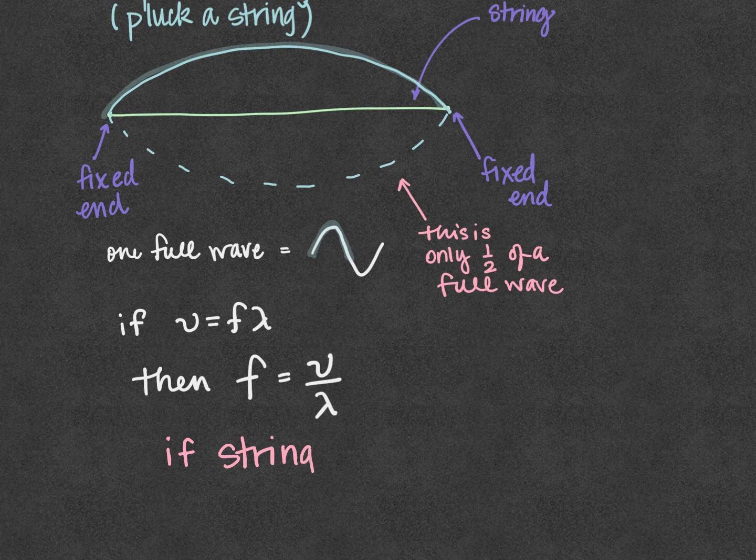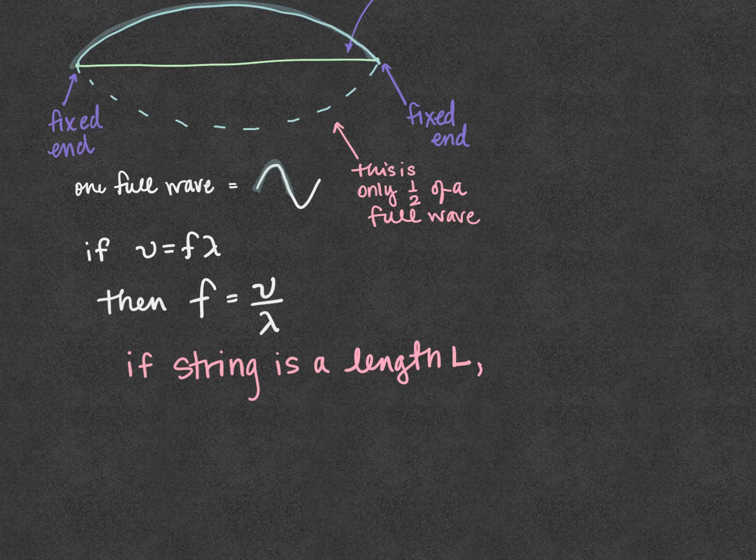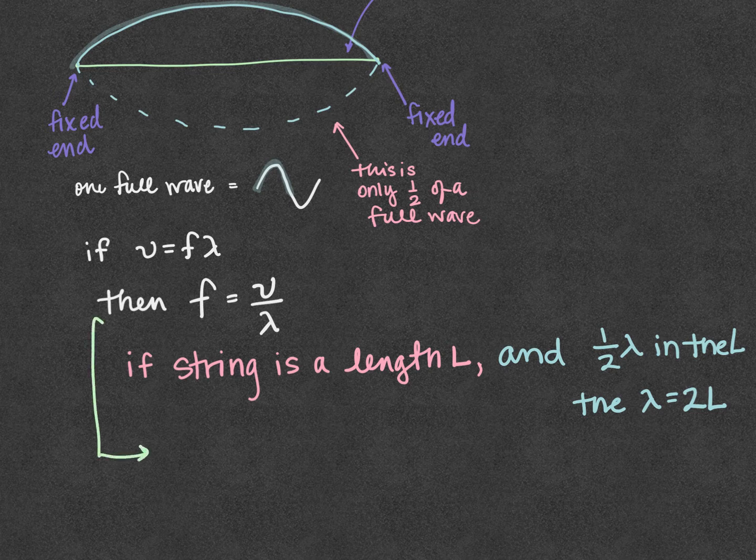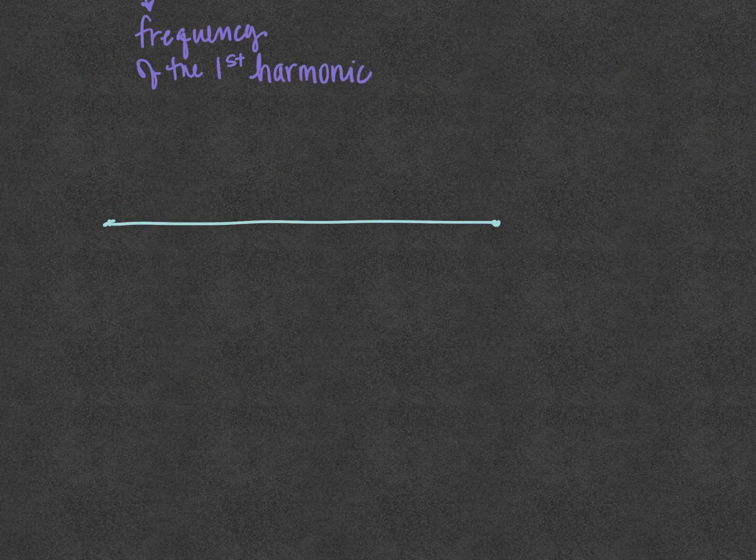And if the string is a length L, then there is 1/2 of a wave, so 1/2 of a wavelength in the whole length of the string. So that means the wavelength is equal to 2L. So we'd need 2 of these strings to get a whole wave. So then our frequency would be equal to speed over 2L. This is the first harmonic.